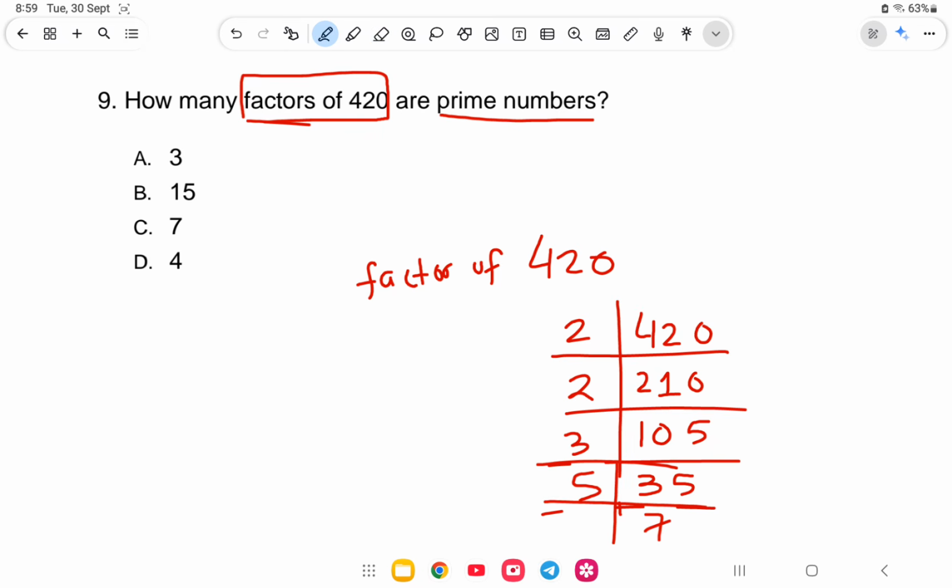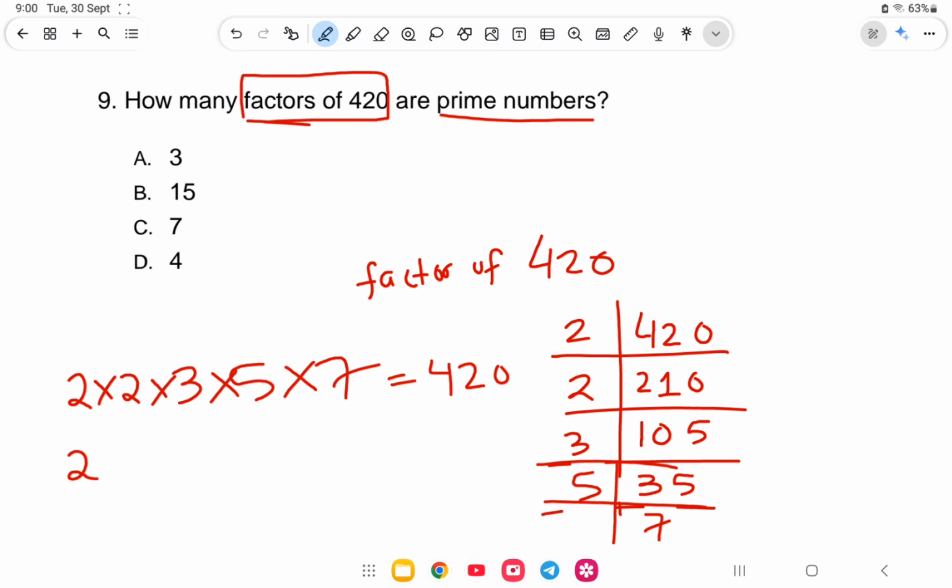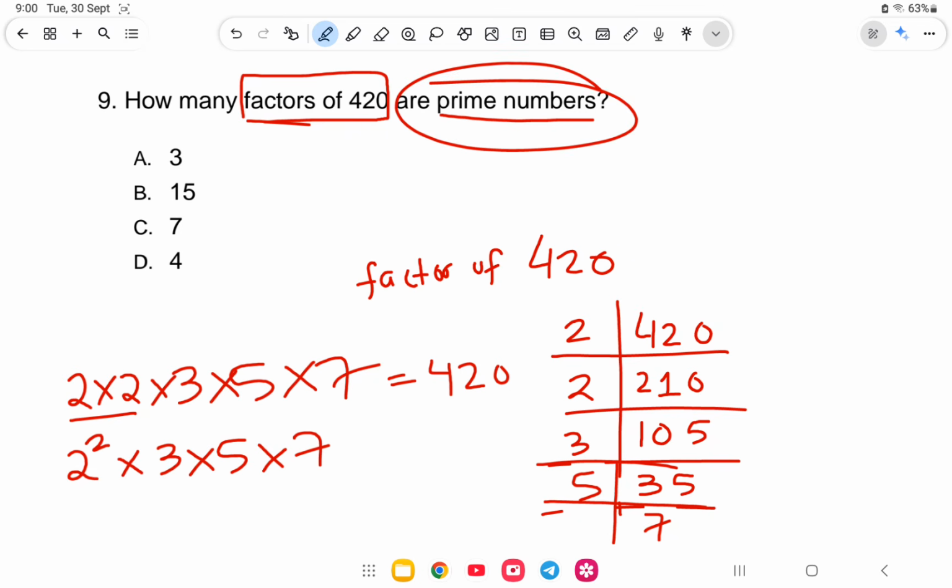5 times 7 is 35 in the natural order of things. So 2 into 2 into 3 into 5 into 7 is equal to 420. So 2 into 2 we can write as 2 square into 3 into 5 into 7. Here, prime numbers are numbers which are divisible by 1 and itself.